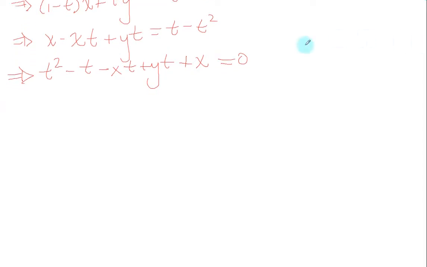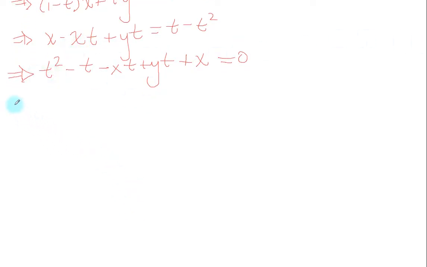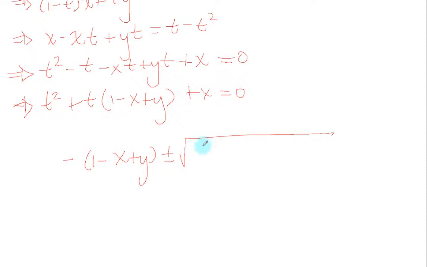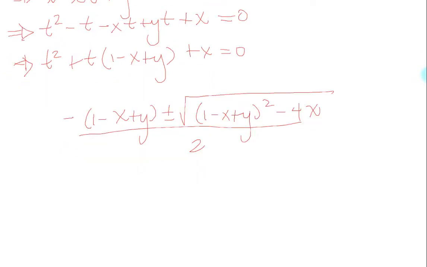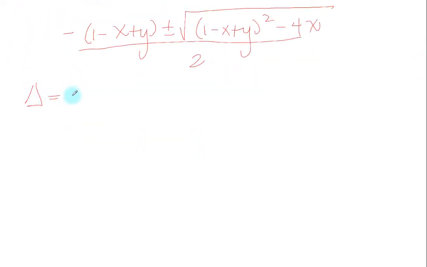Now the point of this is that you notice that if we have t as a variable, we can use the quadratic equation: t squared plus (minus 1 minus x plus y) t plus x equals 0. The quadratic equation states that t is going to be minus b, which is this term, plus or minus the square root of b again, (minus 1 minus x plus y) squared, minus 4ac, which is x, everything divided by 2. Now notice that for this radical to make sense, the discriminant of the quadratic equation has to be greater than or equal to 0. So let's do that. The discriminant here is (1 minus x plus y) squared minus 4x, and it has to be greater than or equal to 0.